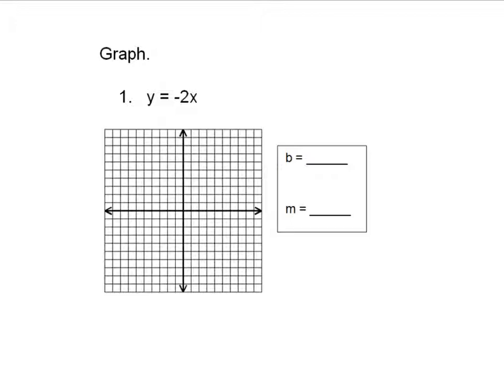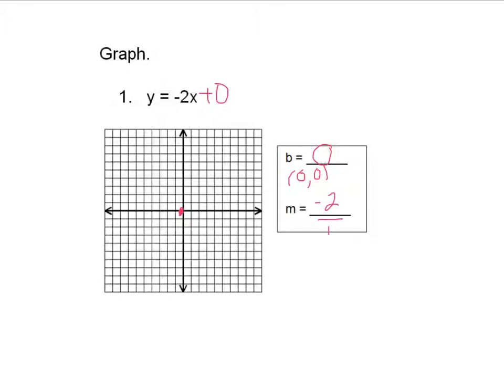First we have the equation y equals negative 2x. For this equation, my y-intercept, my b, is the number on the end. Since there is no number, that means the y-intercept is 0. So we're going to plot the point. X is always 0 for the y-intercept, and then it's just that value for b. And then the slope is the number in front of x right here. So the slope is negative 2.